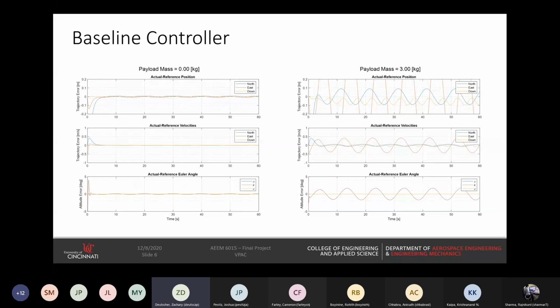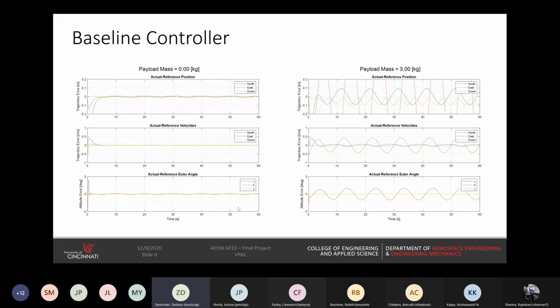So both of these plots are the system without any adaptive controls implemented. The one on the left is a 0 kilogram system, and it performs very well, similarly to the way the original quadcopter simulation error set up. So you have your trajectory error, position, your velocity error, and your attitude error.